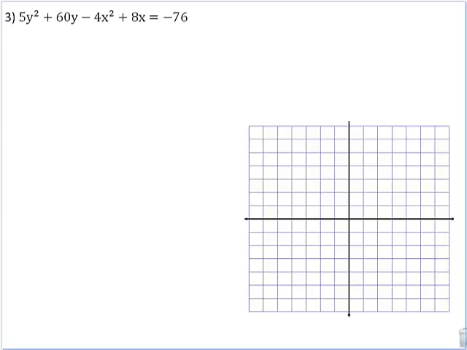Actually, let's do this one. So this is 5y squared plus 60y minus 4x squared plus 8x equals negative 76.